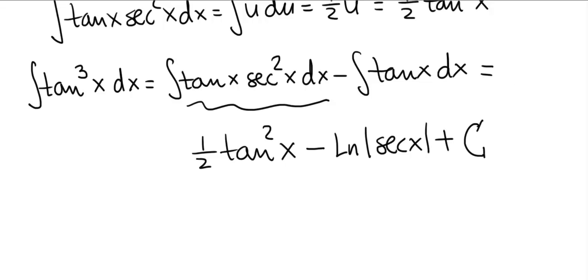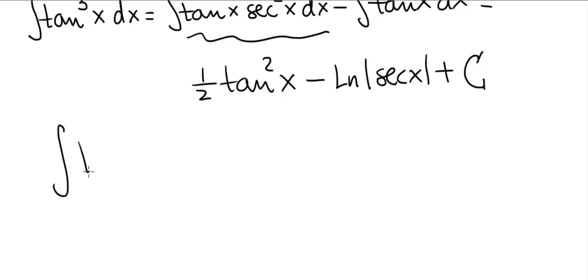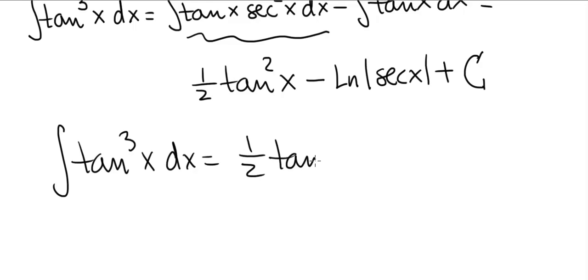So once again, writing this out, the integral of tan cubed is equal to 1/2 tan squared of x minus the natural log of absolute value of secant x plus c.